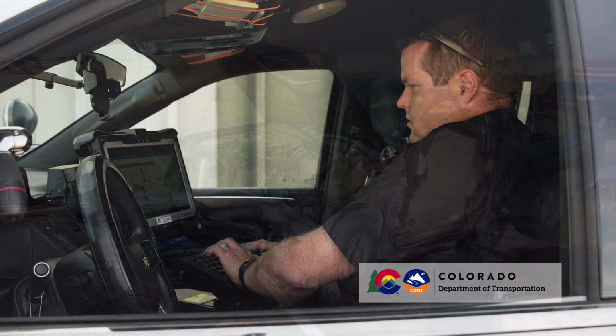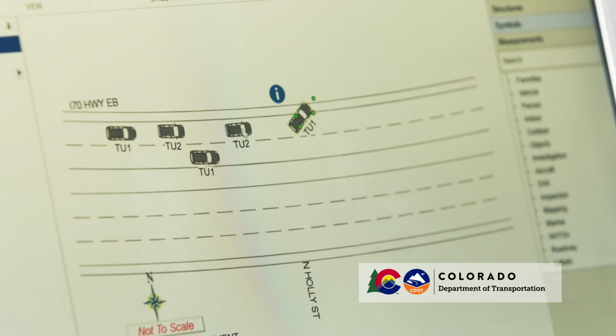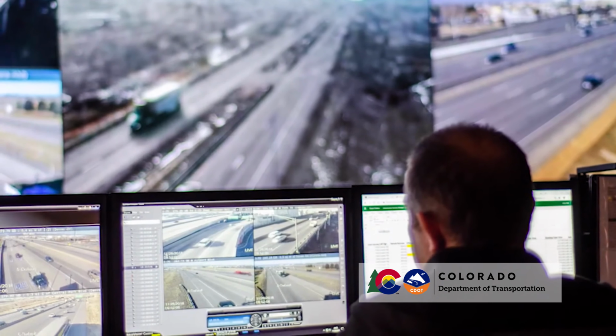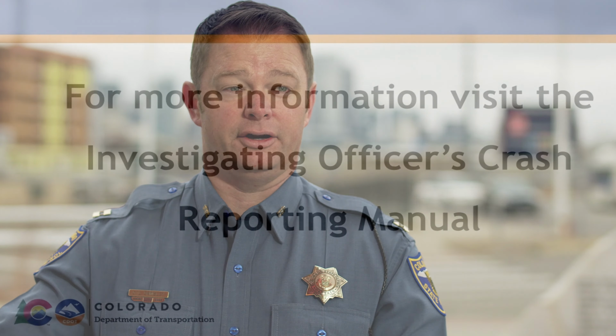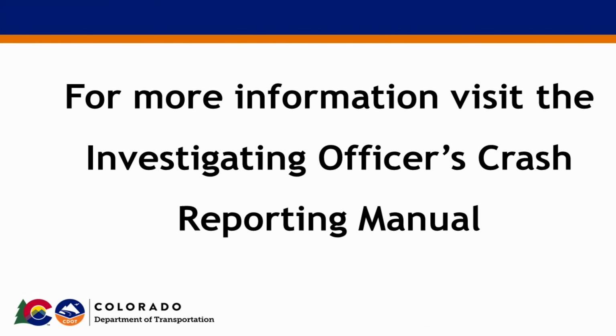Which is why it is so imperative for law enforcement officers to understand what constitutes a secondary crash. I think it comes down to really working with your dispatch or your 911 center to understand if there was another incident that had occurred in that area that might have caused the backup. For more information on reporting secondary crashes, visit the Investigating Officer's Crash Reporting Manual.